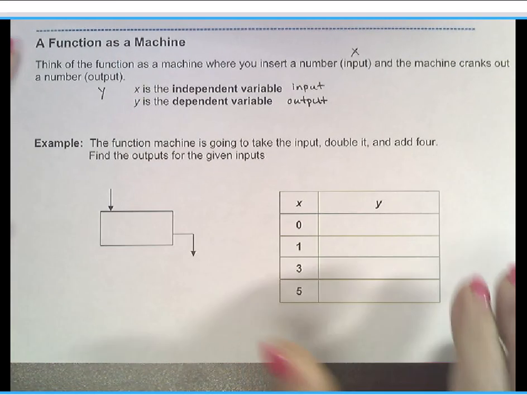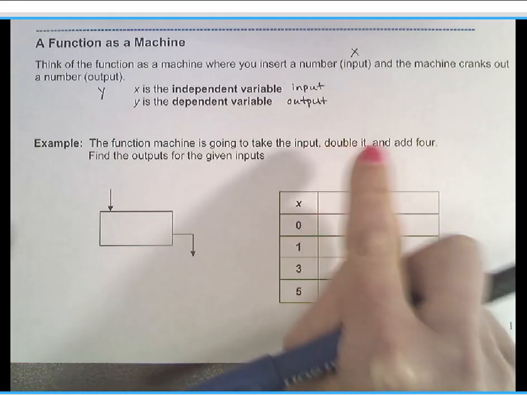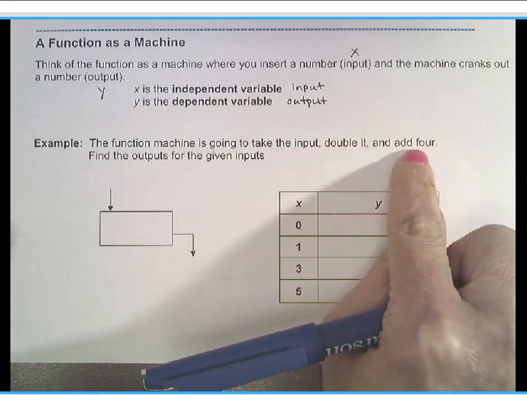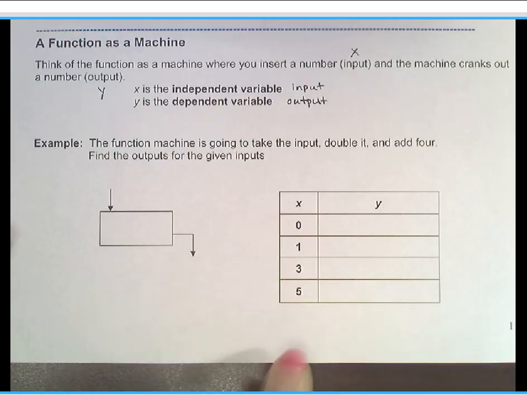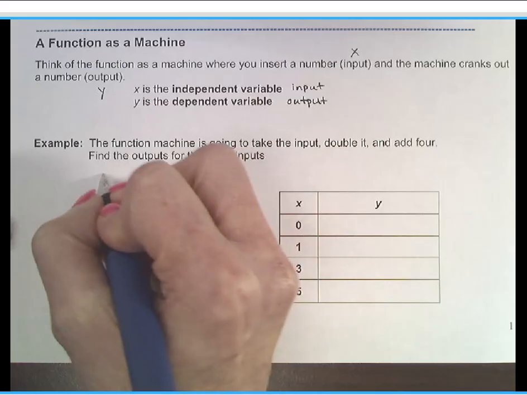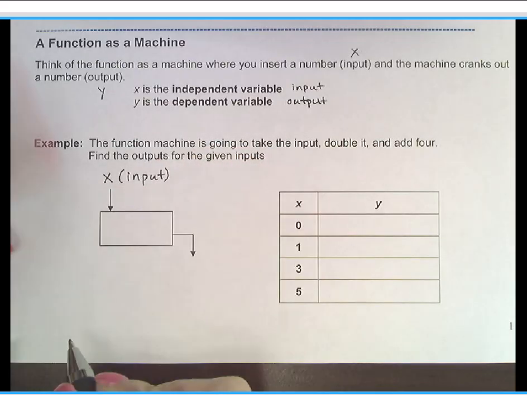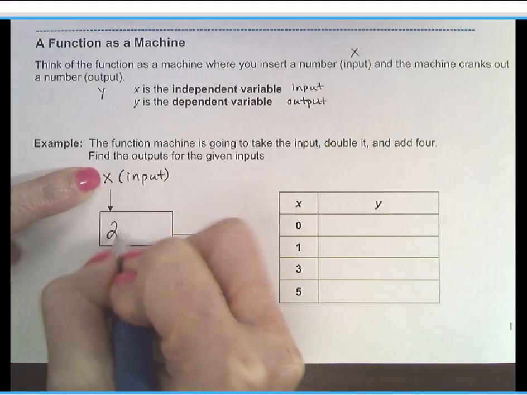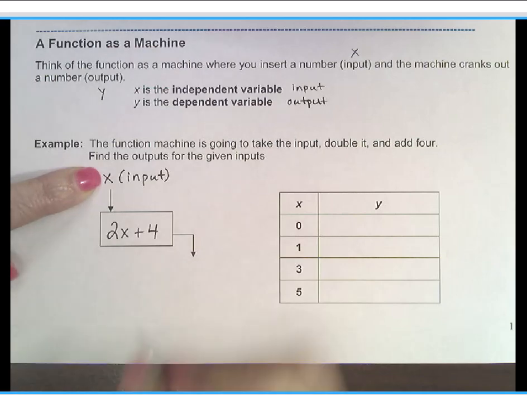So let's say we're going to create a function machine where the machine is going to take the input, double it, and add 4. And that's what it's going to spit out. Find the outputs for the given inputs. So we're putting in an X value, right? That's our input. And what this machine is going to do is double that. So it's going to do 2 times X, and then it's going to add 4. And that's what it's going to spit out.